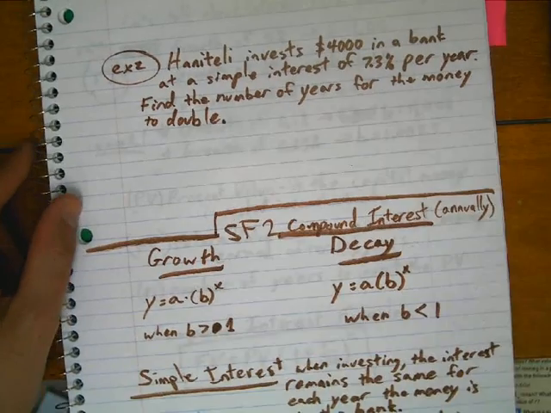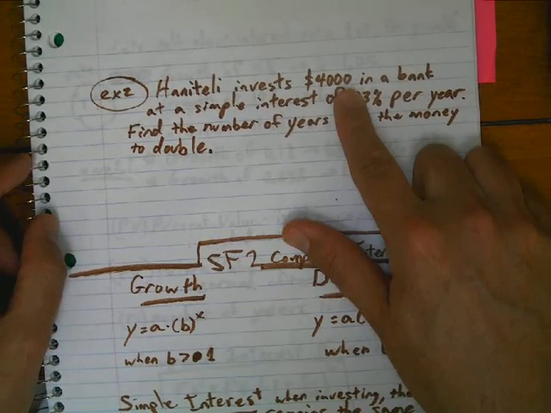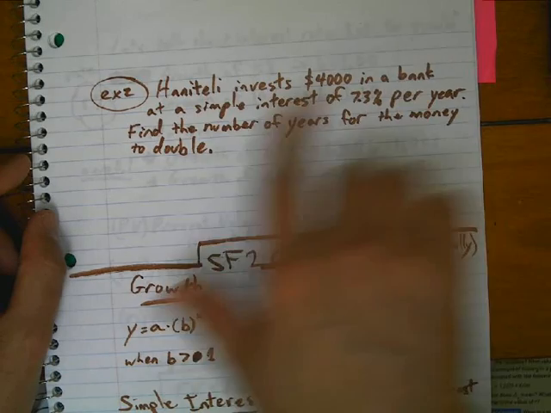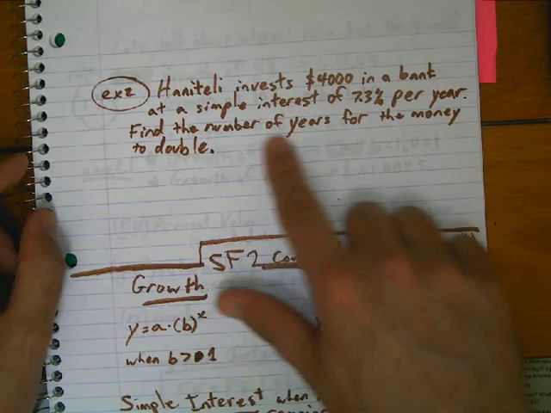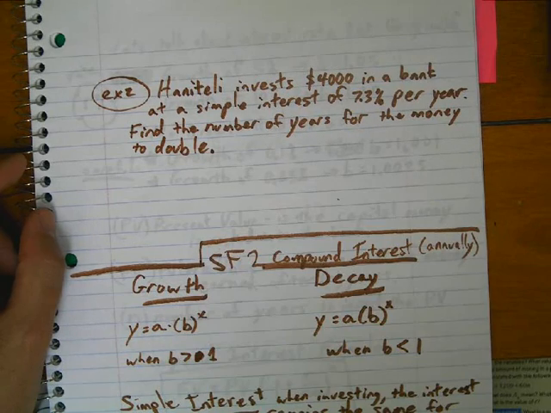Okay. Hanatelli invests $4,000 into a bank with simple interest of 7.3% per year. Find the number of years that the money is going to double.